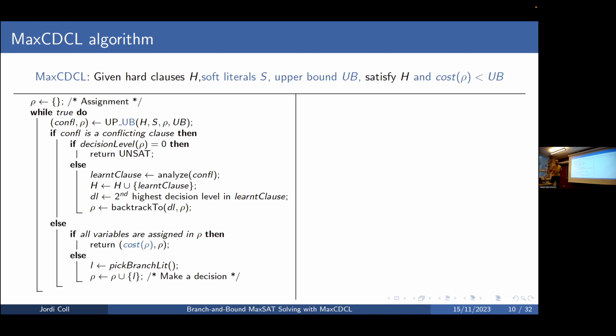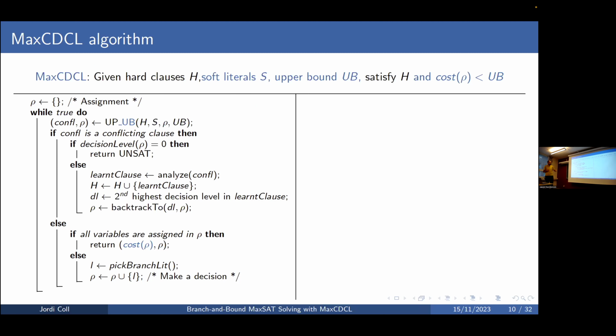I will do this progressively, step by step. First, just look at the upper bound part. Meaning, we do not only have a set of hard clauses, we also have a set of soft literals, and we have an upper bound. We have already found a solution, and we are trying to improve it. So actually, this is a decision algorithm that we will run many times until we find the optimal solution. Meaning, we prove that the last upper bound is the best one.